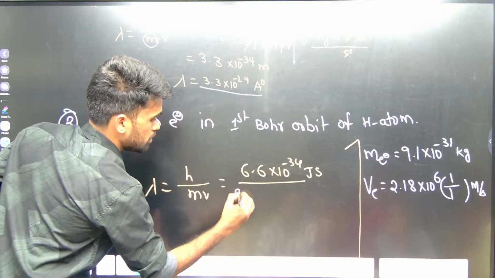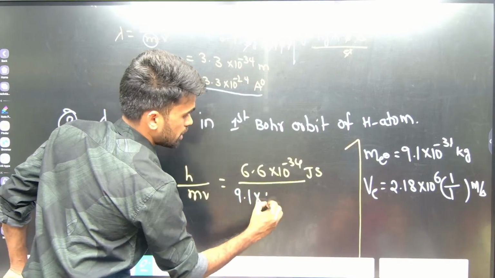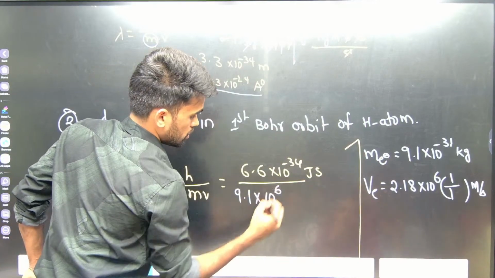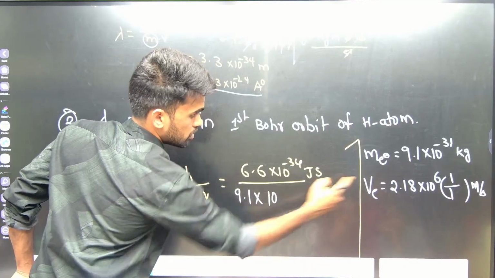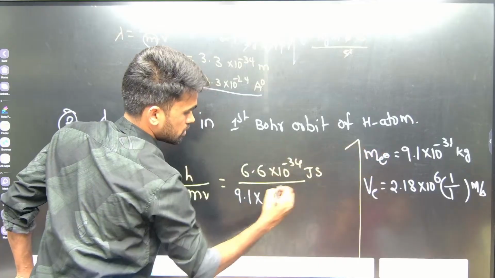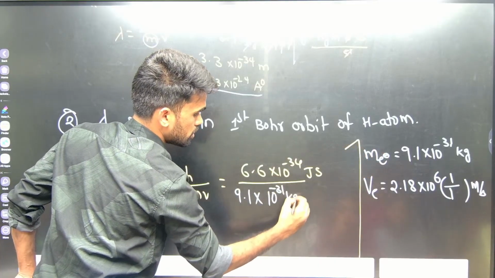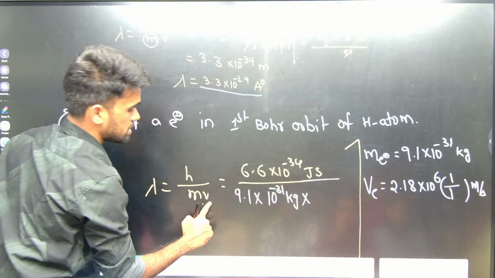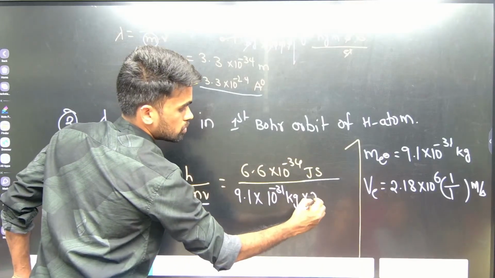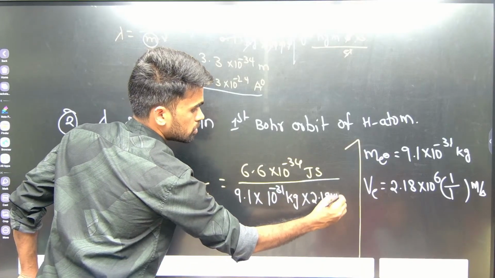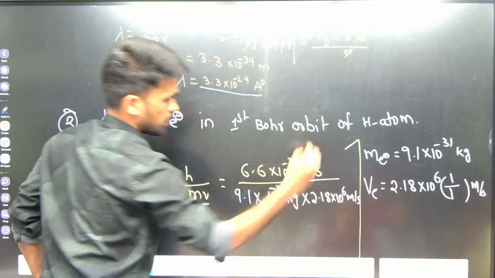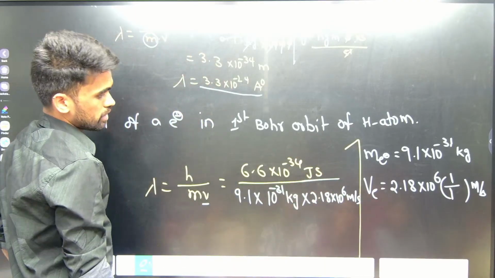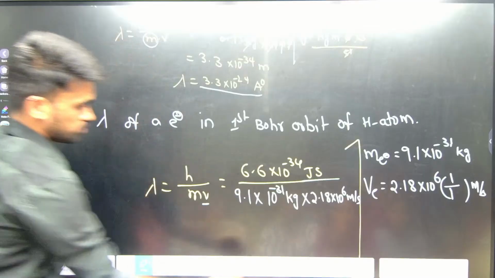Take that 9.1 into 10 power minus 31 kg, into the velocity of electron we got, 2.18 into 10 power 6 meter per second. Okay. So now if you try to simplify this, what is your answer?